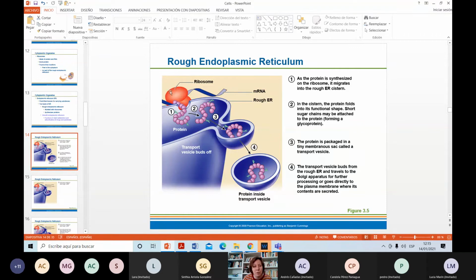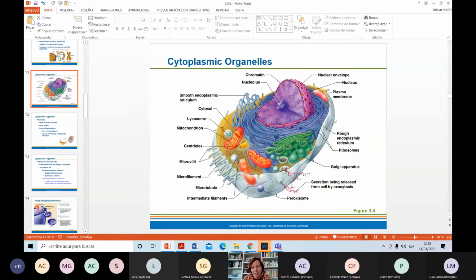If this ribosome was in the cytoplasm, there are ribosomes dispersed in the cytoplasm. If the ribosome is in the cytoplasm, it's going to produce a protein, and this protein will be directly used in the cytoplasm, and it's going to be a simple protein. These are simple.